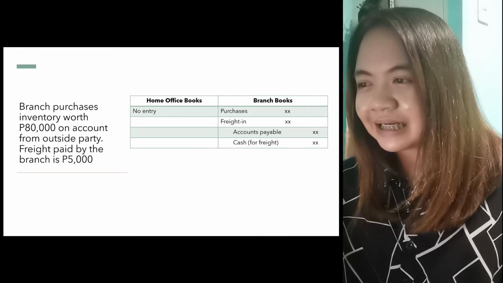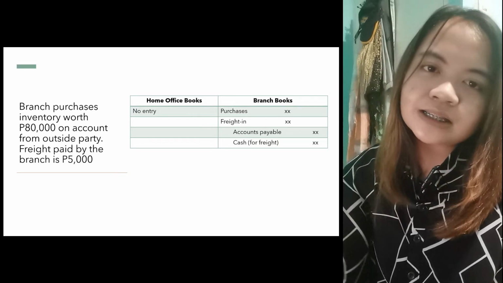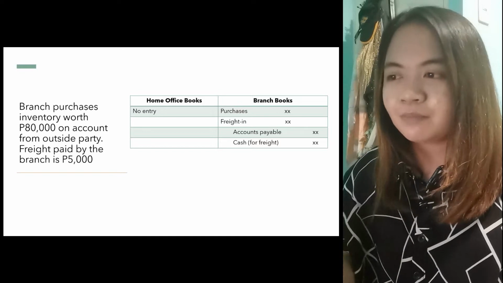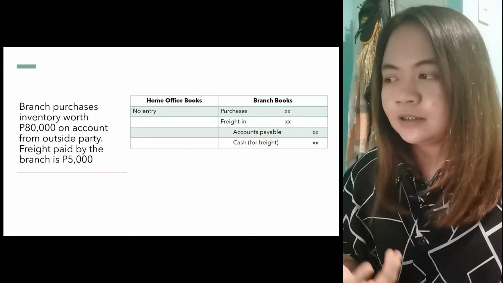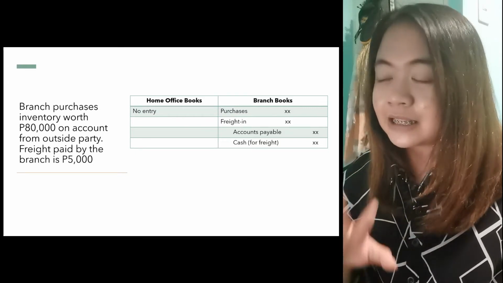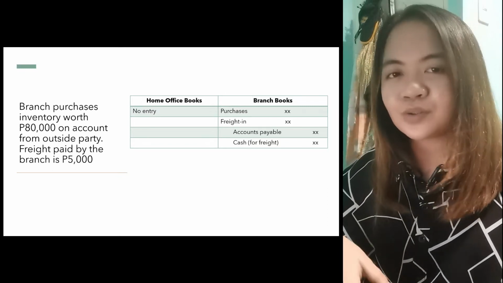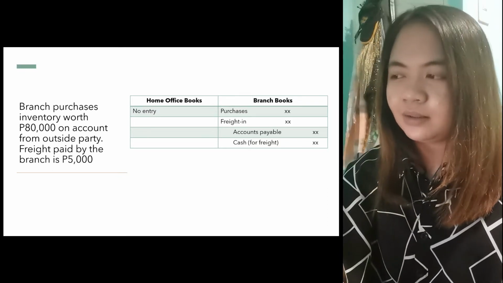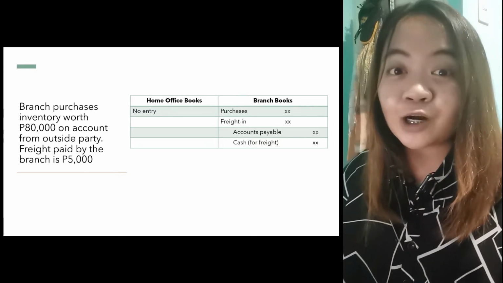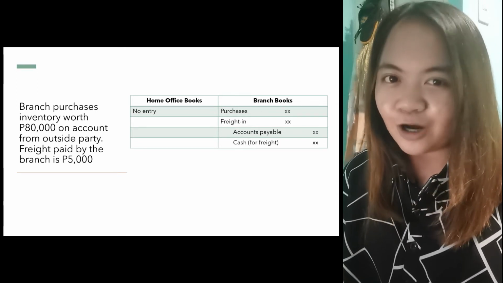So, pag bumili siya sa tagalabas, walang involved na reciprocal accounts, kasi that's outside the transaction between home office and branch. So, yung normal way of dealing. So, debit purchases, debit freight in, credit accounts payable, and then credit cash for the freight paid. Okay? Sa home office, wala siyang pakialam doon kasi third party siya bumili. Okay? So, yun yung outsiders. Nangyayari yun, yung nakikita nyo pag naubusan ng Coke si Jollibee. Nabili sila sa Kaido, sa City Mart ng Coke.